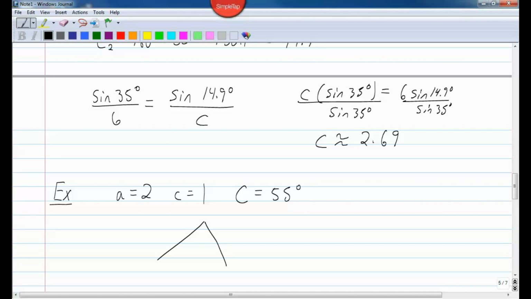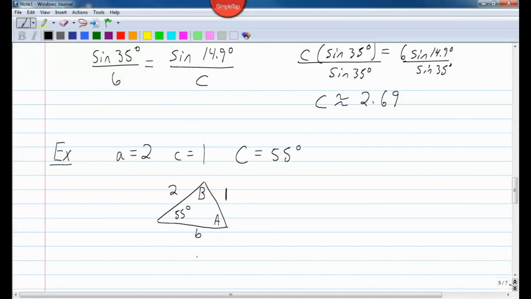Alright, so set up a triangle. We have one corresponding side and angle. So if I make this 55 degrees, then this is side C. So if I make this A, then this is angle A, that makes this B and side B. So it's angle B and side B. Now, I start this problem out just like I would any other problem. And I say, okay, I know this angle measure and this side. So sine of 55 degrees over 1 equals, now what would I do next?